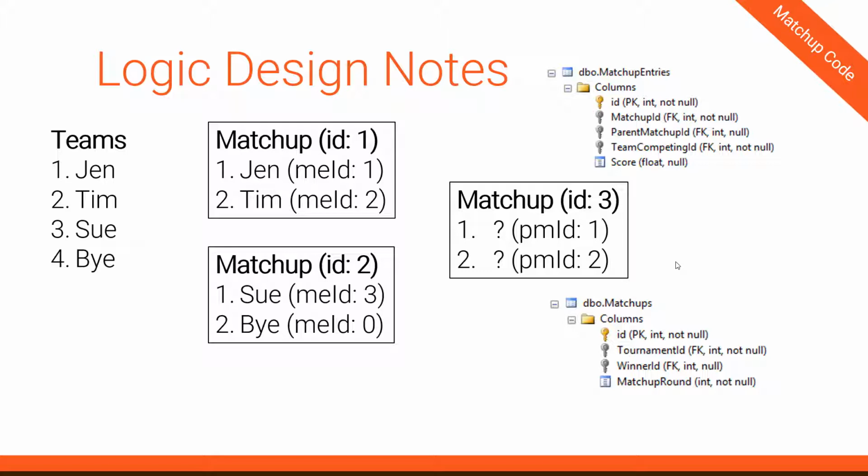So we can draw the bracket out, we can draw the pyramid out without having which team is going to play. We just know that if Tim wins, he goes on to this spot right here in matchup 3. If Jen wins, she goes on to the spot in matchup 3. And down here, we know that Sue wins, therefore she'll be over here in a second spot. Okay, so that's the idea. Let's move over to the actual code and see how it's going to play out.